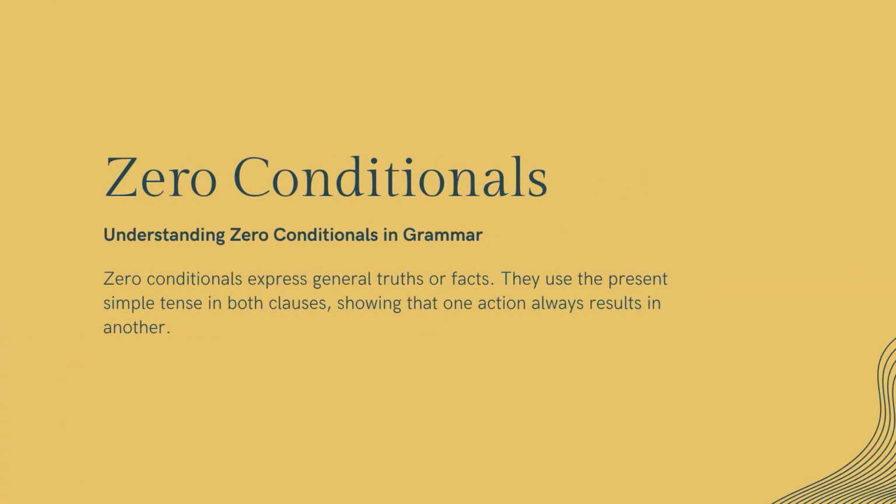So zero conditionals. Understanding zero conditionals in grammar. Zero conditionals express general truths or facts. They use the present simple tense in both clauses, showing that one action always results in another. So this means facts, scientific truths, or things that are always true. They are also called present conditionals. Because we use the present tense in both clauses, for example, water boils if it reaches 100 degrees Celsius. So this is a fact that is always true every single time.